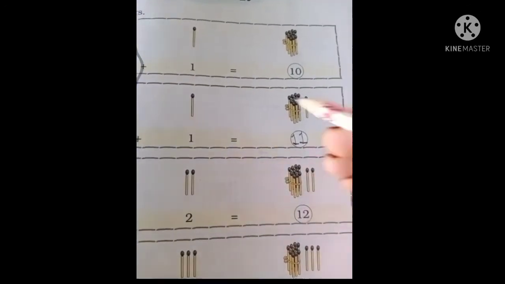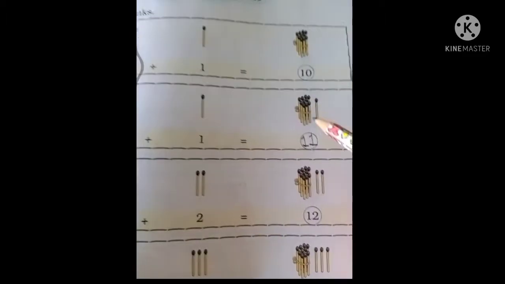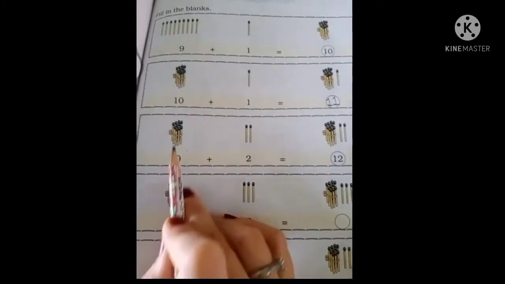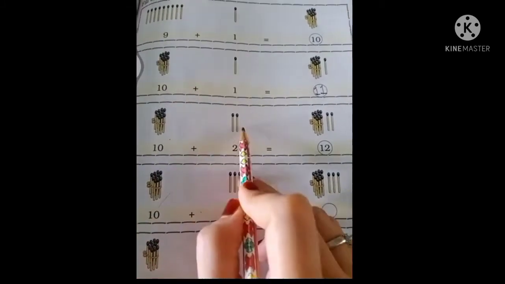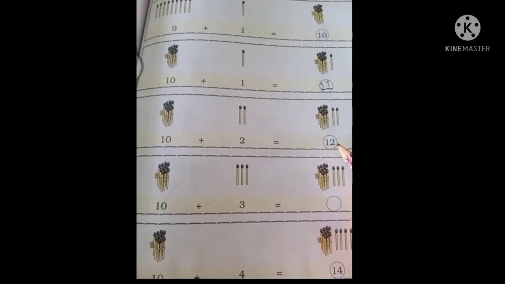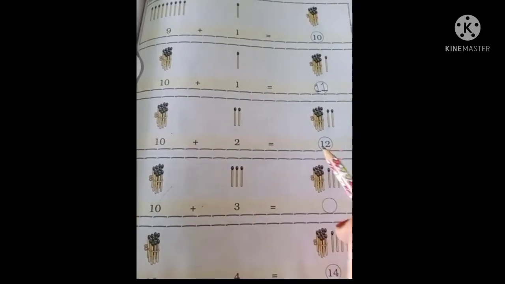1, 1, 11. So that means after 10, which number came? Number 11. Understood everyone? Now after that, here 10 plus 2. So 10 plus 2, here 12 is mentioned. Yes or no everyone?